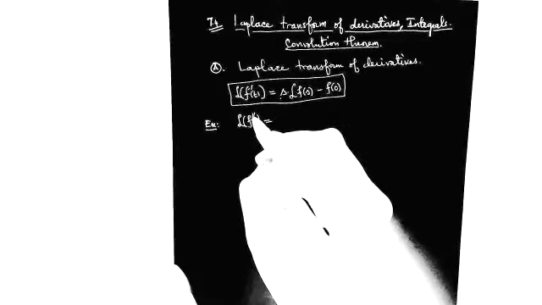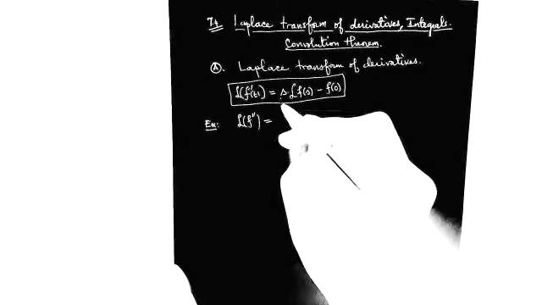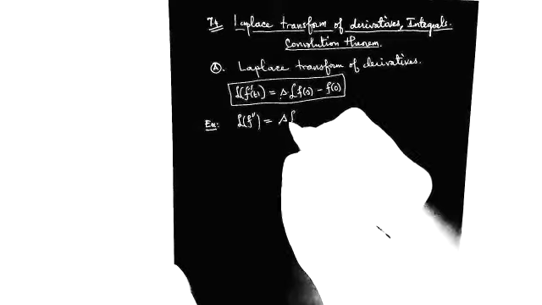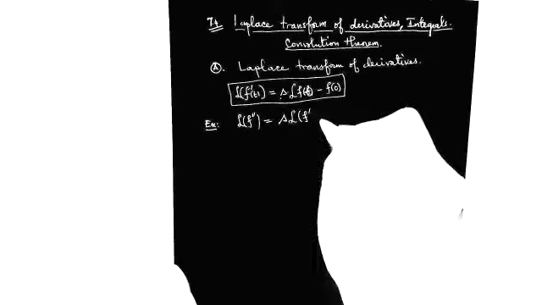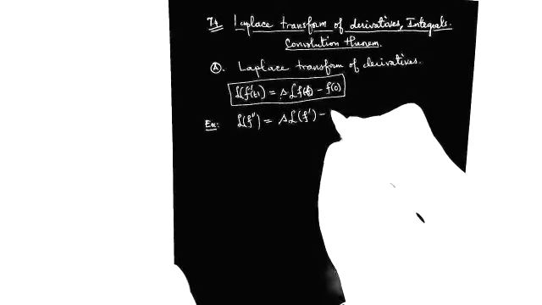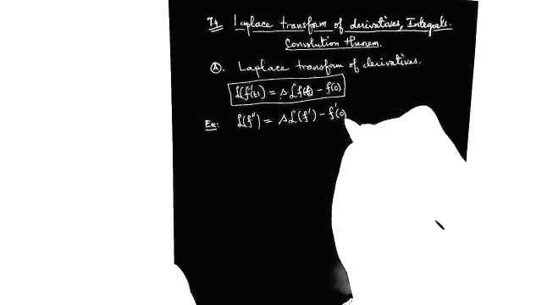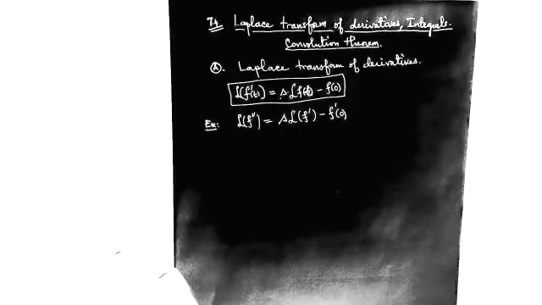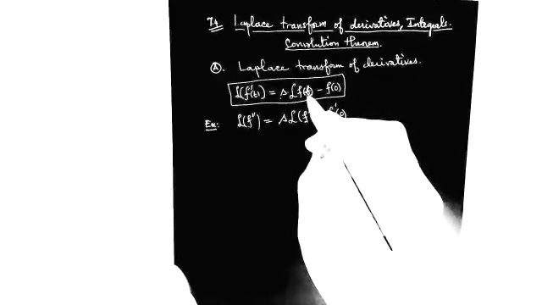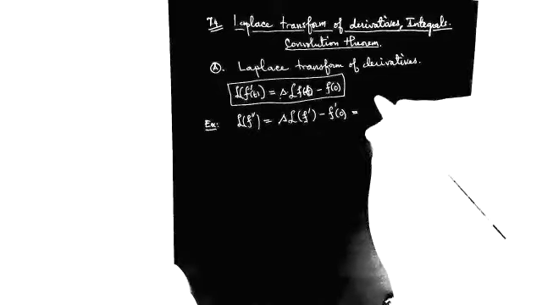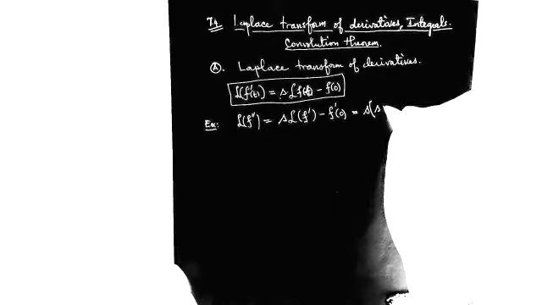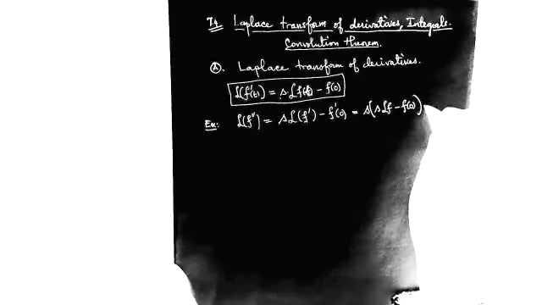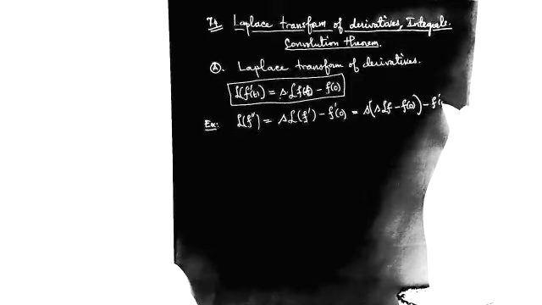The second derivative is the derivative of the derivative. So this is s times the Laplace transform of the derivative, minus the value of the derivative at 0. And the Laplace transform of f prime, again, you use that, you get that it's s times s Laplace transform of f minus f of 0, minus f prime of 0.